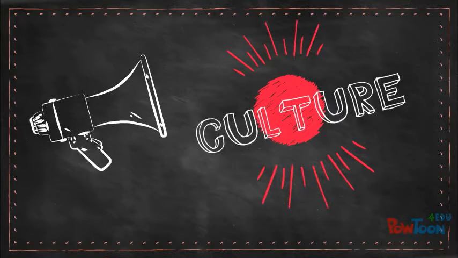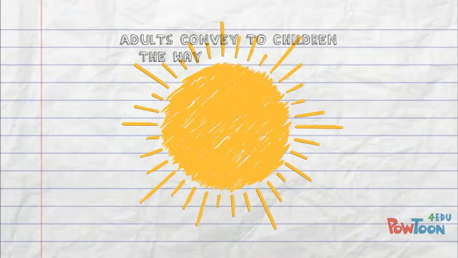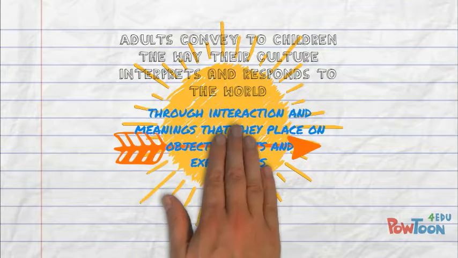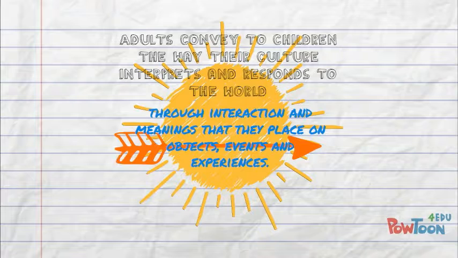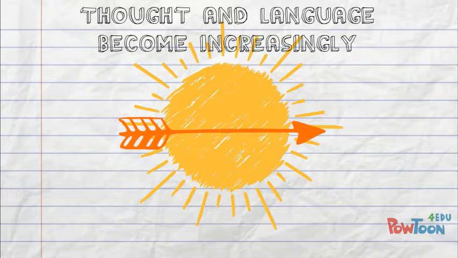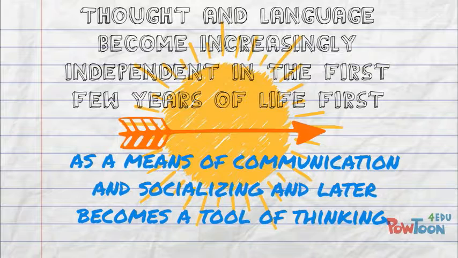His theory is based on 6 assumptions: that adults convey to children the way their culture interprets and responds to the world through interactions and meanings that they place on objects, events, and experiences. Thought and language become increasingly independent in the first few years of life as a means of communication and socializing, and later becomes a tool of thinking.